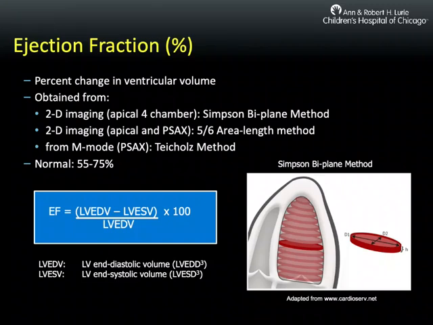Here in the Simpson biplane, what you're doing is essentially creating discs as you measure the entire cylindrical volume of that left ventricle. Using a biplane, you're measuring two diameters. So you're measuring one in the long axis as well as one in the short axis. You can do that in the apical four-chamber. And then if you rotate 90 degrees, you can do an apical two-chamber to get that second diameter.